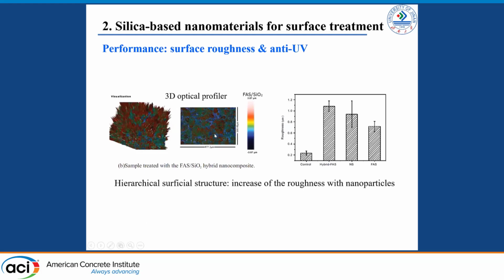So, moreover, you can see that after the application of the nanoparticles on the surface of concrete or mortar samples, the roughness of the surface can be changed. By using 3D optical image analysis, a hierarchical superficial structure can be achieved, and this can be more clearly shown by the roughness of the sample. You can see here the control sample is flat, but for the hybrid or nanoparticle treated sample, the roughness increased. This will contribute to the hydrophobicity as shown by Philip.